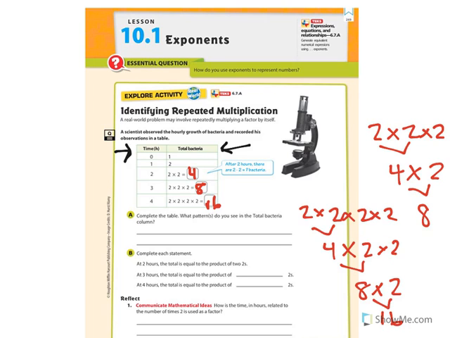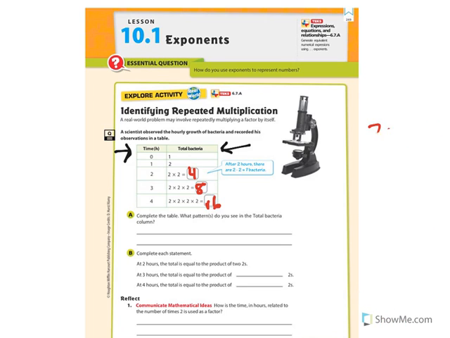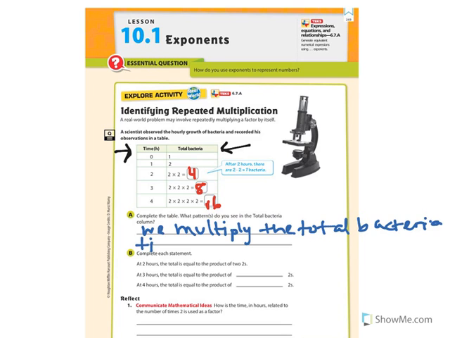Now, what patterns do we see in the total number of bacteria column? I start with 1, and then I'm at 2, and I'm at 4, 8, and 16. Well, I see that 1 times 2 is 2, 2 times 2 is 4, 4 times 2 is 8, 8 times 2 is 16. So we multiply the total bacteria times 2 each time.